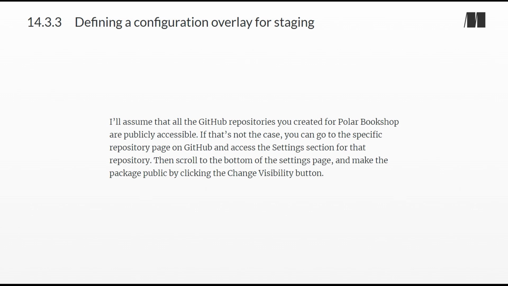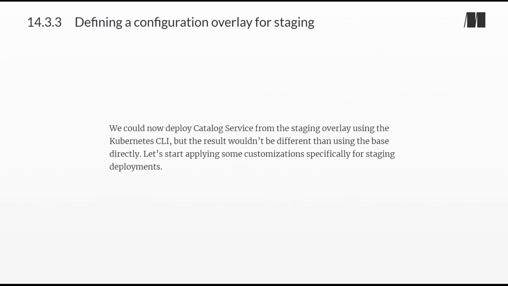Note: I'll assume that all the GitHub repositories you created for Polar Bookshop are publicly accessible. If that's not the case, you can go to the specific repository page on GitHub and access the settings section for that repository. Then scroll to the bottom of the settings page and make the repository public by clicking the Change Visibility button. We could now deploy catalog service from the staging overlay using the Kubernetes CLI, but the result wouldn't be different than using the base directly. Let's start applying some customization specifically for staging deployments.